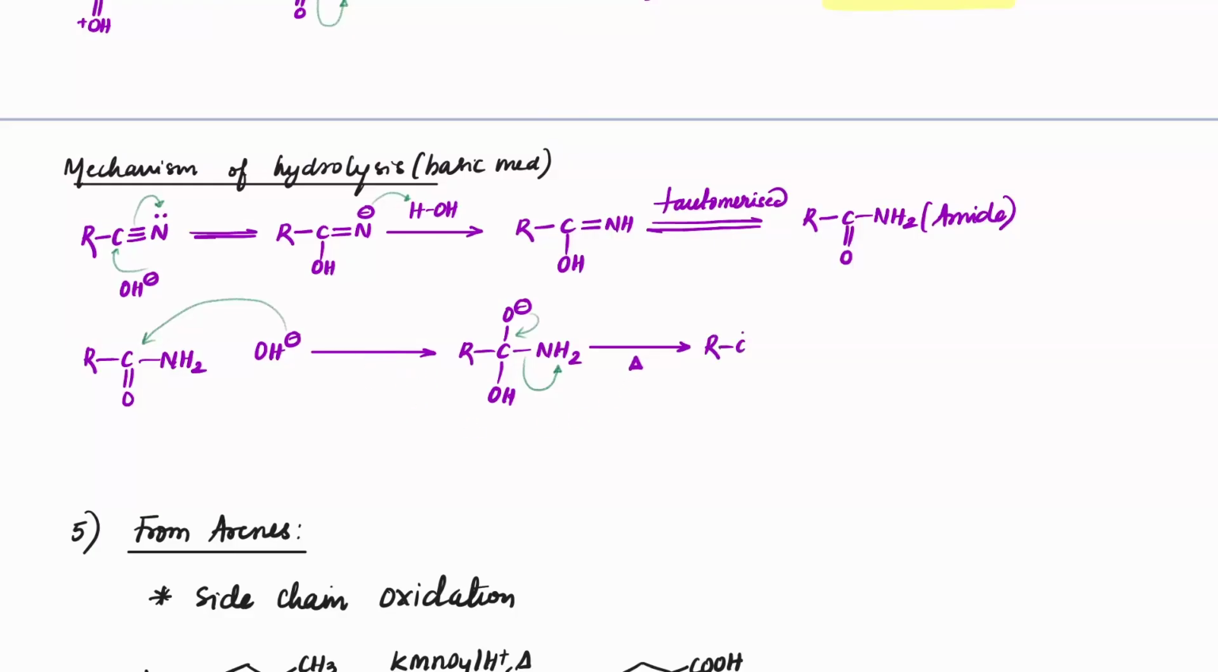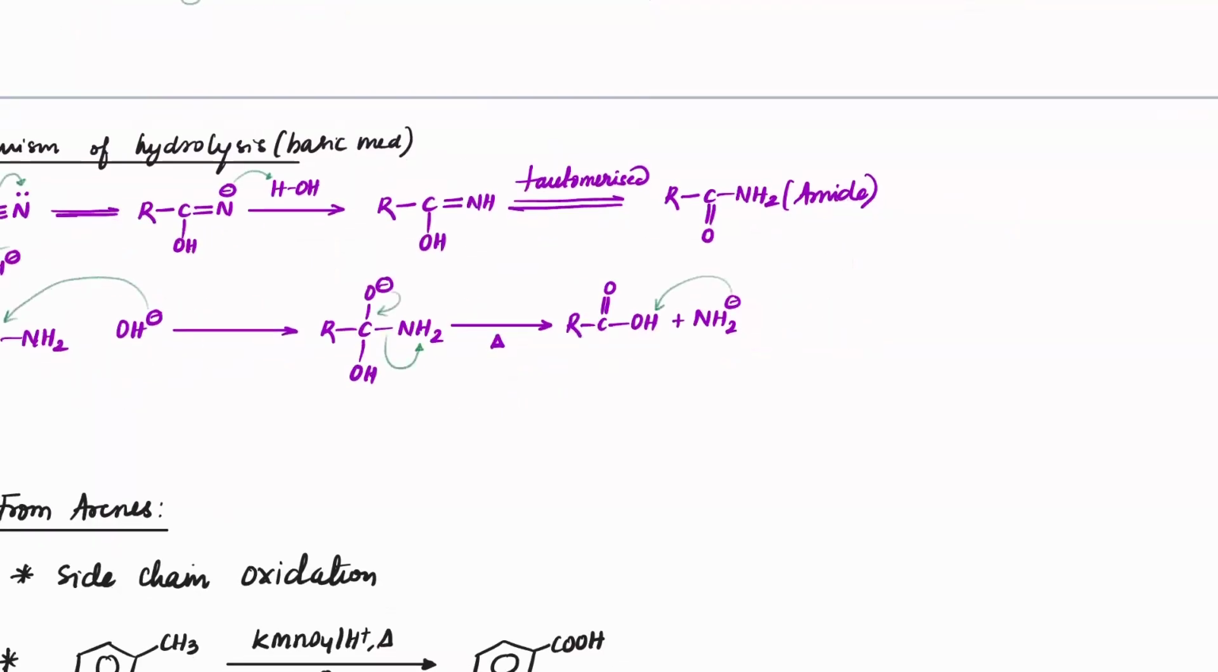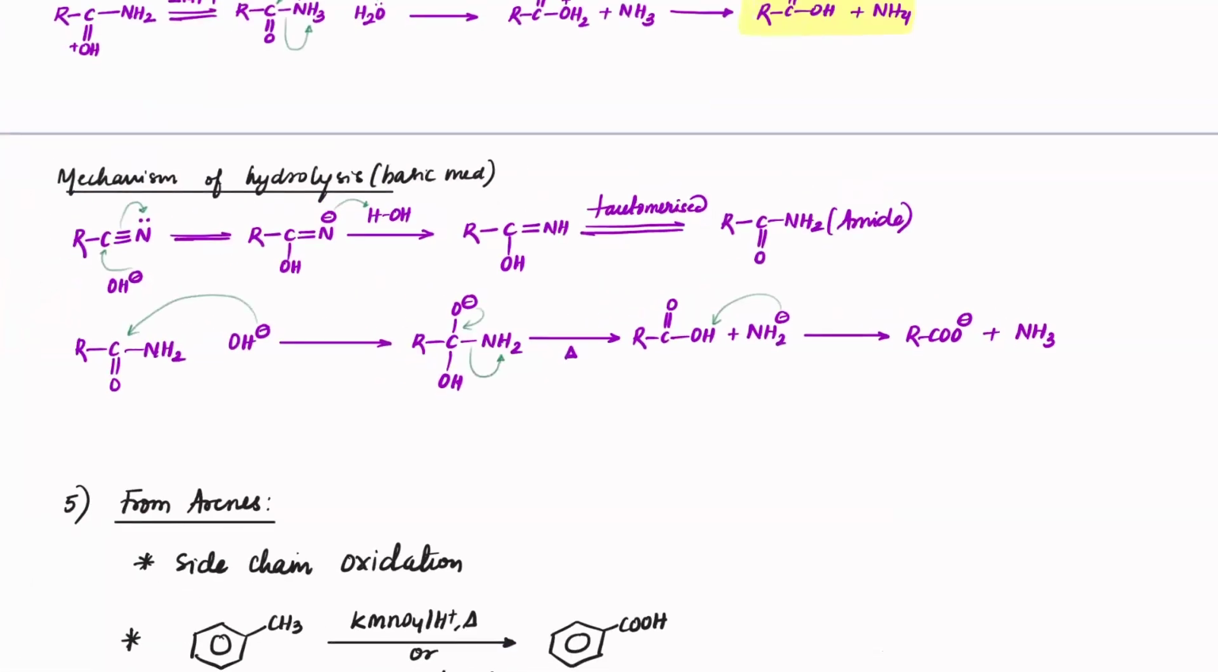That will make it RC double bond O OH plus NH2 minus. NH2 minus is a very strong base. It can take H plus and convert the product into RCOO minus and NH3. This is the final product.